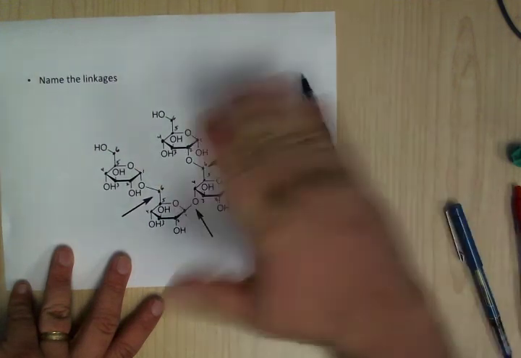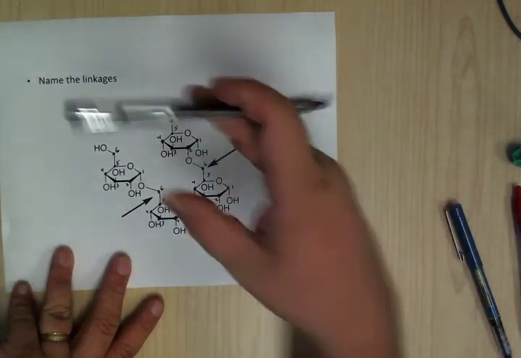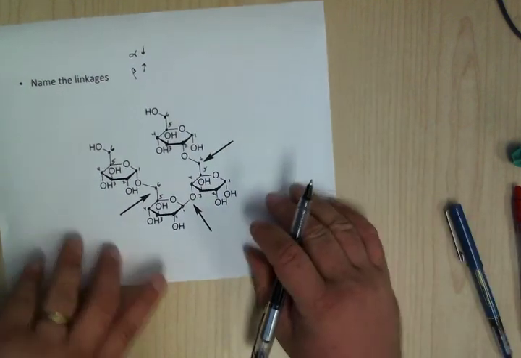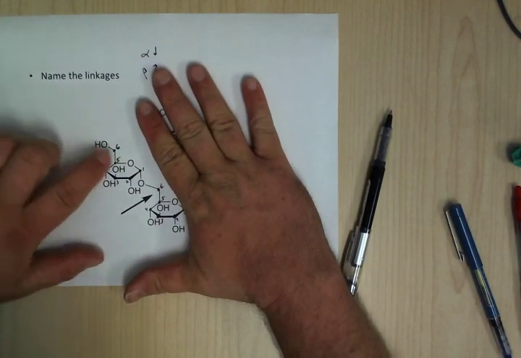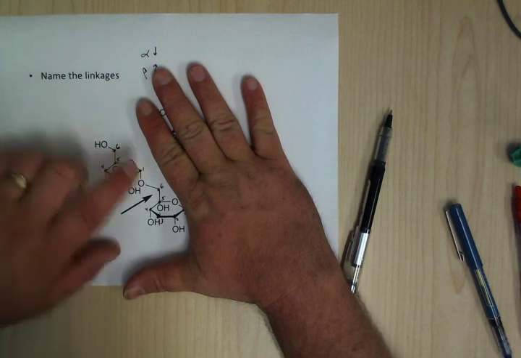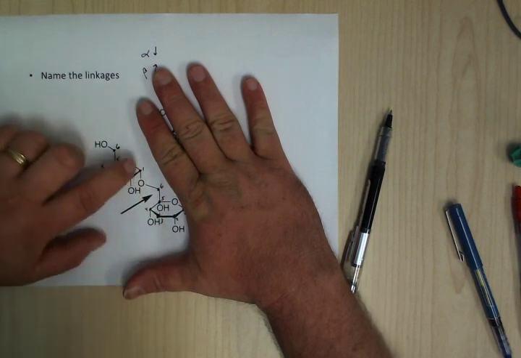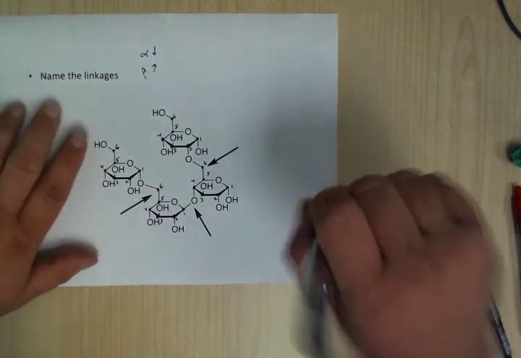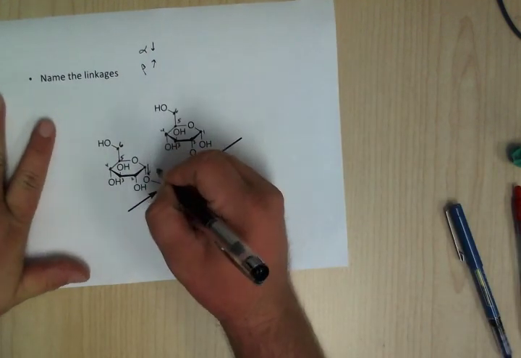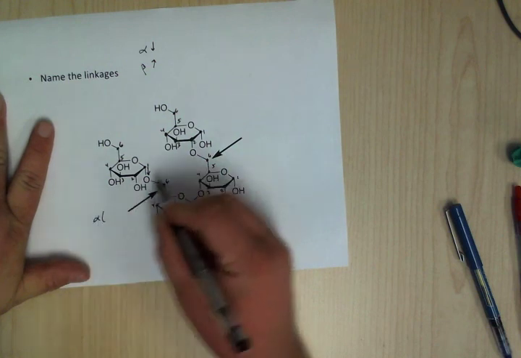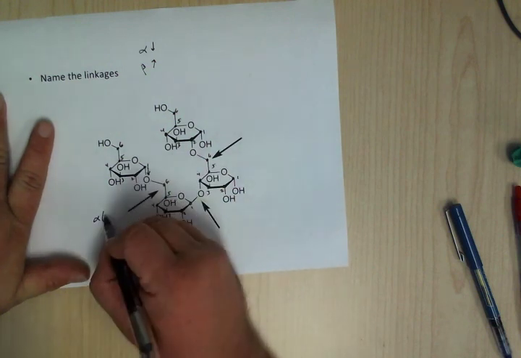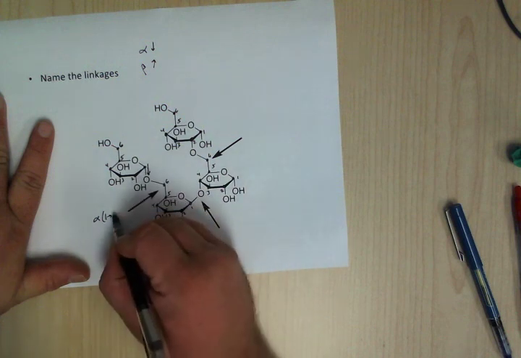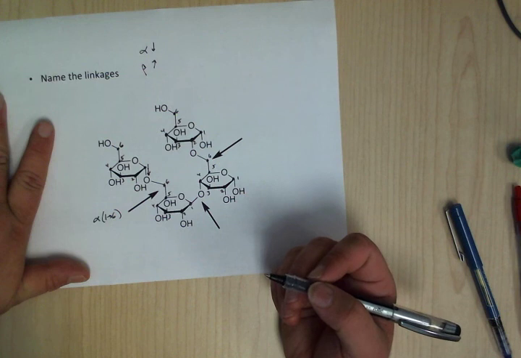Now we're just looking at this one, the left-hand sugar. You have to remember, alpha is down, beta is up. For just this sugar, this is the left, this is the right. Since the linkage is going down relative to the left-hand sugar, that means it's alpha. And it's going from carbon 1, left to right, to carbon 6. So it's alpha 1,6.